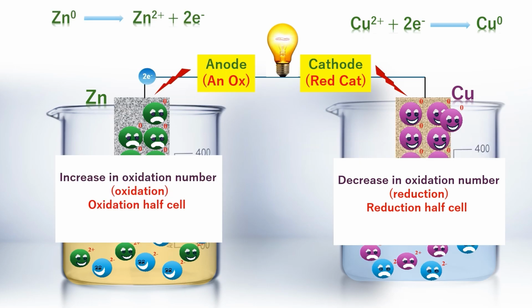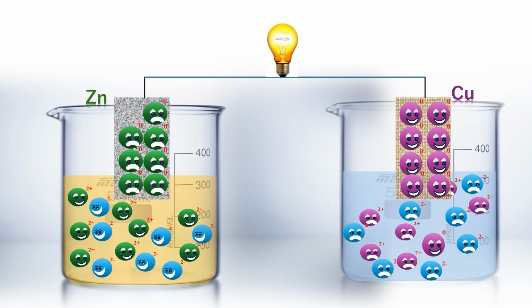An oxidation half cell, in which oxidation takes place, is on the left side, and a reduction half cell, in which reduction takes place, is on the right side. As this electron transfer process continues, more and more zinc atoms are converted into Zn2+ ions, and copper atoms get deposited at the electrode by receiving the electrons.